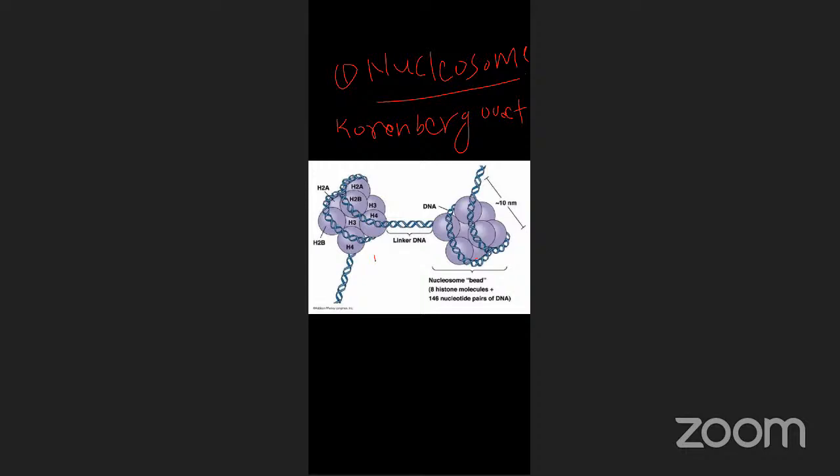Such proteins are called histone proteins. What are the histone proteins? How many types? Already told you. 5 types: H1, H2A, H2B, H3, H4. Right. We can see here H3, H4, H2A, H2B. Right.